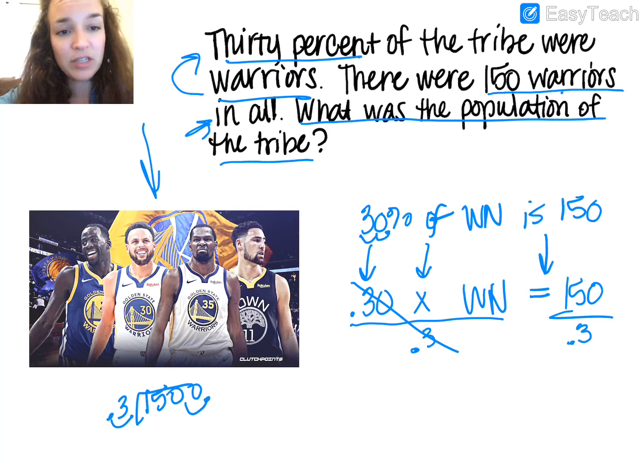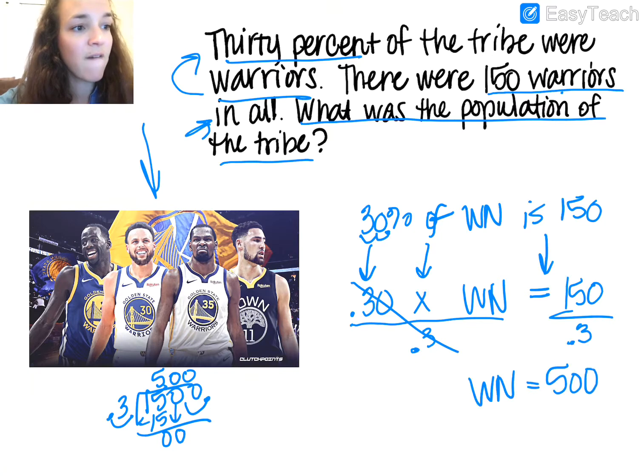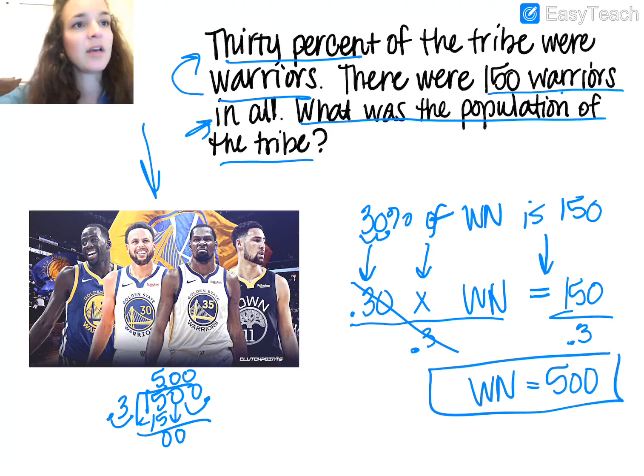So now 3 goes into 15 5 times. 5 times 3 is 15. Subtract and you get 0. Then it's just going to keep giving us zeros there. So we're going to end up with what number? Equaling 500 tribe members in all.